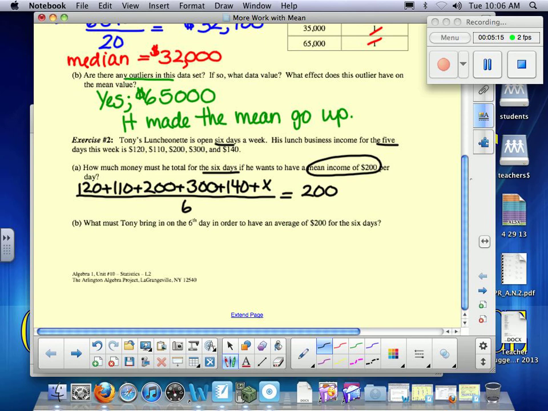So I'm just going to add up what I know, throw in that unknown mystery number. So if I did my math right, which it doesn't look like I did. Did you get 870 plus X? Yes.